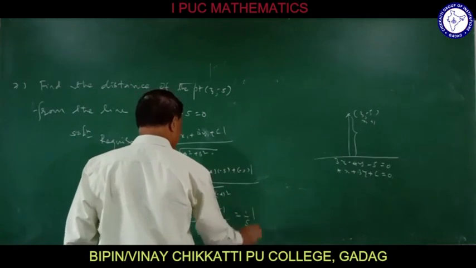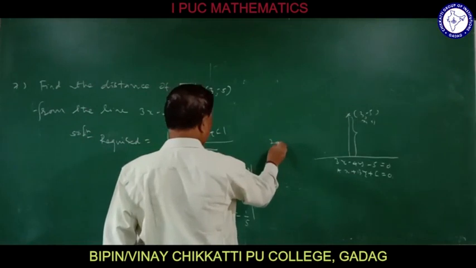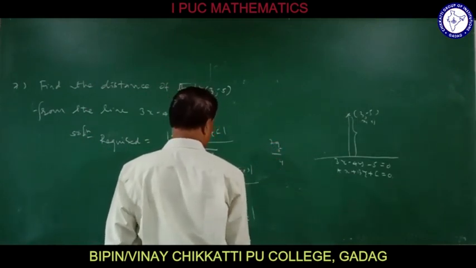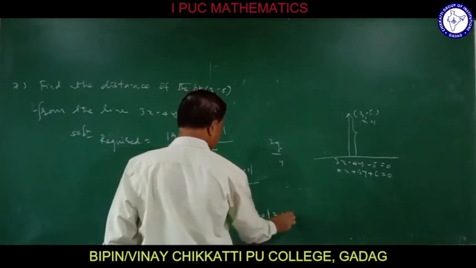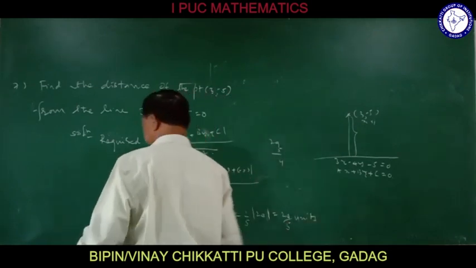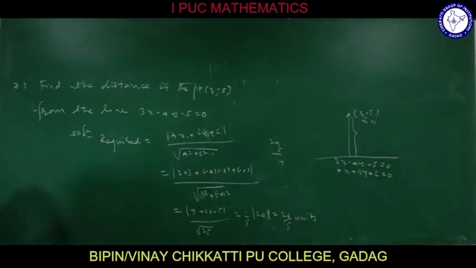Look at this, the modulus of 29 - 5, which is directly 24. So you can see the answer is 24 by 5 units. You can tell the answer is 24/5 units. This is the way we find the required result here.